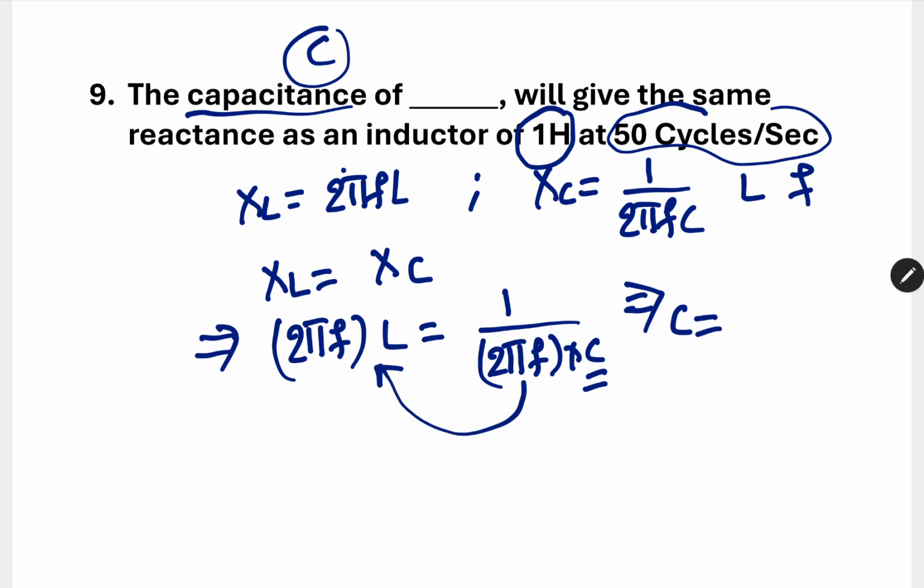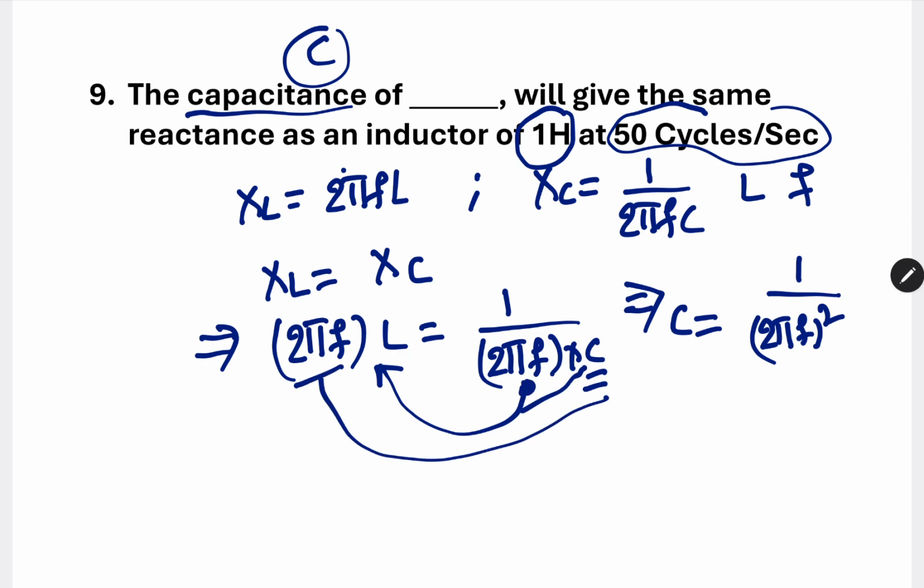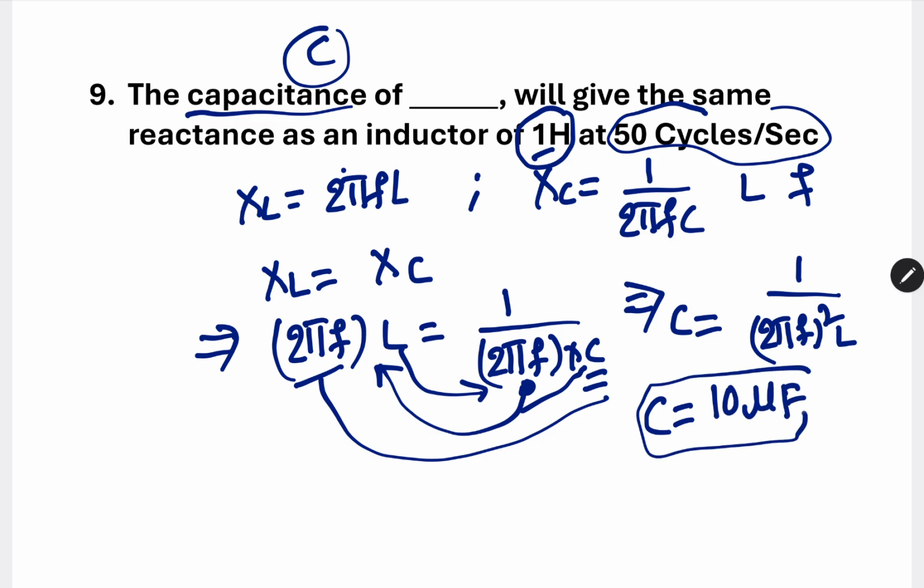This 2 pi F I am bringing into the numerator. C is equal to, we will get 2 pi F whole square. This 2 pi F I am bringing here, and this C I am bringing here, and L also will come into the denominator. C is equal to 1 by 2 pi F whole square into L. So pi equal to 3.14, F is 50, L is 1 Henry. If you substitute, we will get the capacitance value as around 10 microfarad. Right?